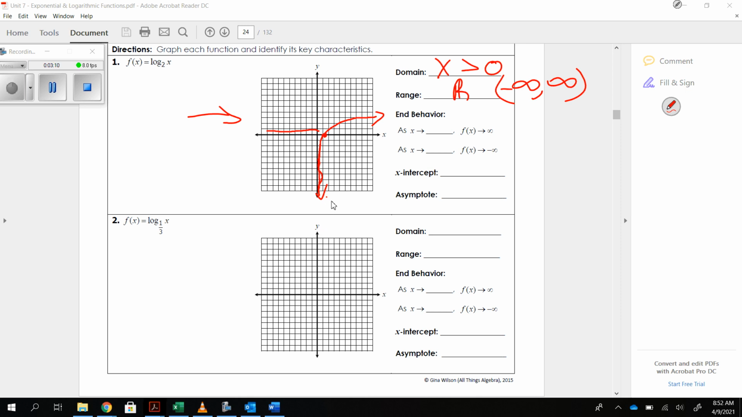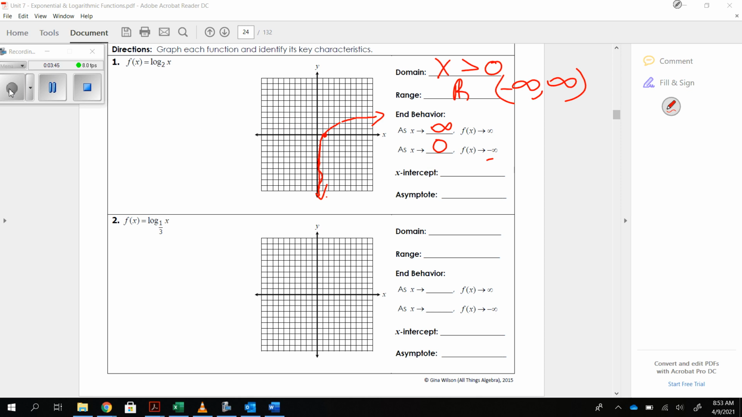Now end behavior. As x approaches infinity, it's going that way to infinity, y, which is f of x, is also going to approach infinity. That's all that's saying. And now as x is approaching 0, f of x, y, is going towards negative infinity. That's all that's saying.